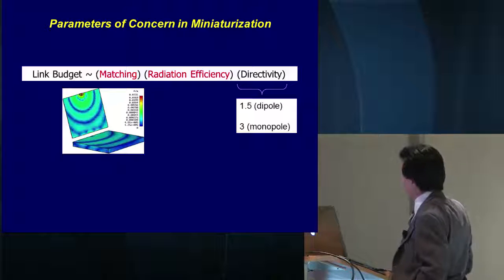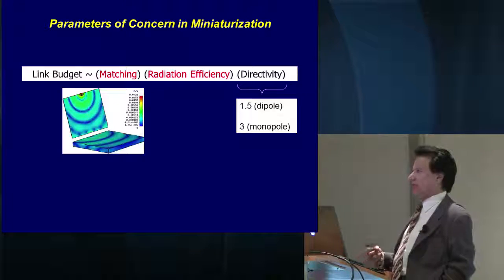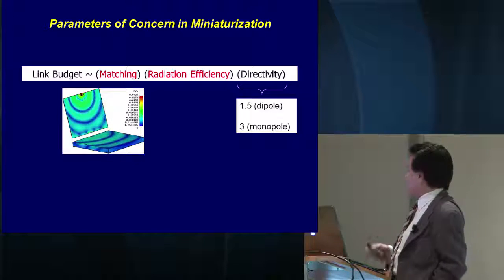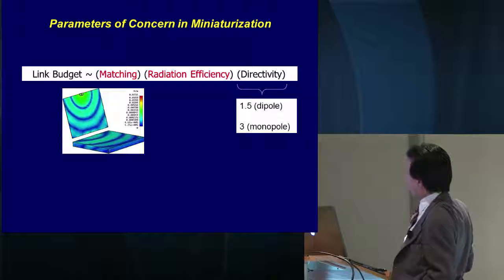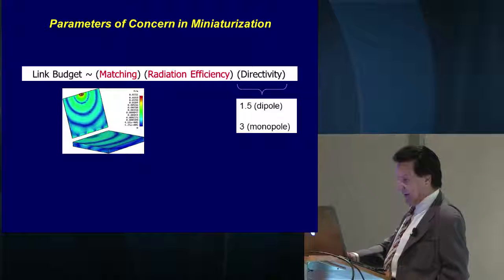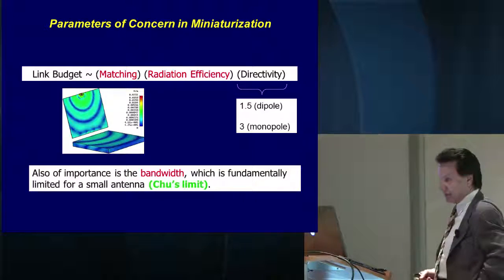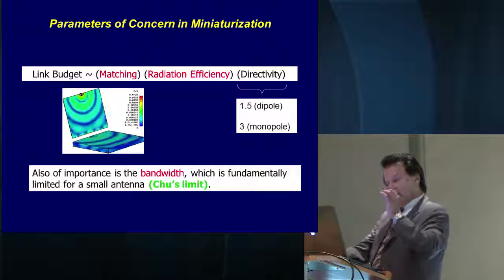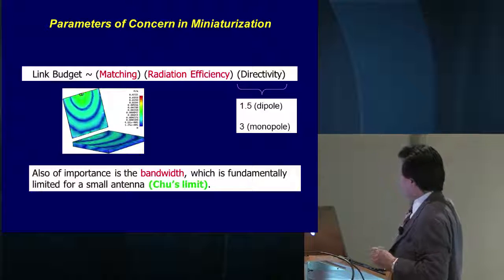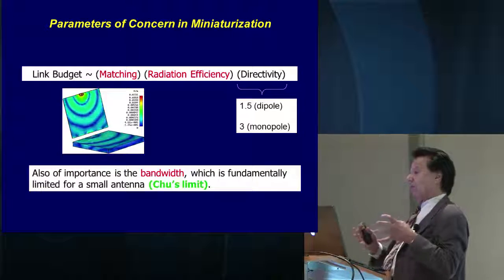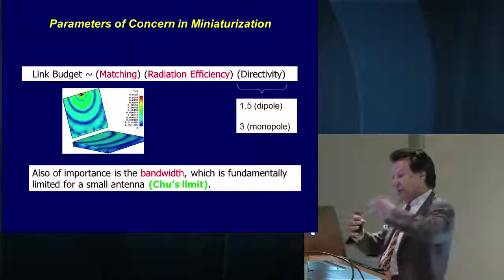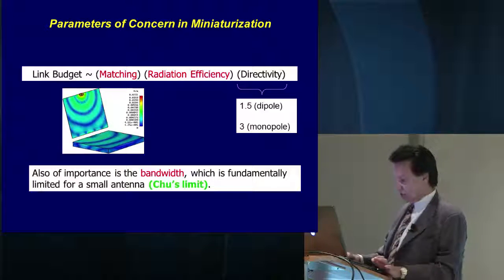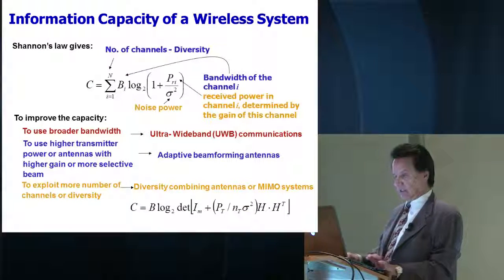One important parameter of concern is miniaturization, because everything is getting smaller. You want to get as small as you can, and how would you achieve that? But there are also some physical limitations. The link budget involves the matching, radiation efficiency, and directivity. But there is also an important observation that people have made, especially Professor Chu from MIT many years ago: the bandwidth is fundamentally limited for a small antenna. So you cannot forever expect high bandwidth and a very small antenna, and that's where the struggle is. A lot of research is going on in metamaterials and so forth to improve on Chu's limitation in particular.